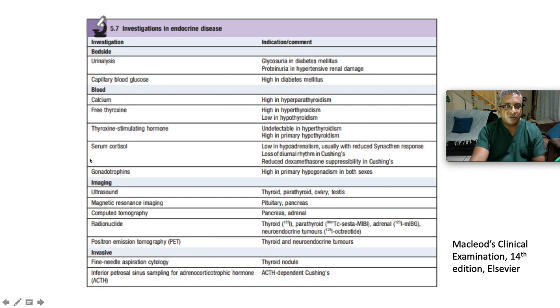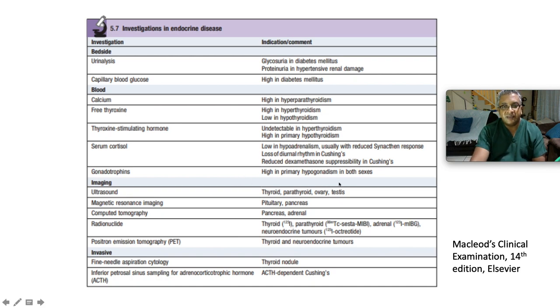In terms of your hematological investigations, the calcium, as you know, is high in hyperparathyroidism. You do your free T4, which is high in hyperthyroidism and low in hypothyroidism. TSH is often undetectable in hyperthyroidism, and it is high in primary hypothyroidism, which makes sense because the TSH wants to stimulate the thyroid gland to produce thyroid hormone in hypothyroidism, right? Serum cortisol is going to be low in hypoadrenalism, usually with a reduced synacthen response. There's loss of the diurnal rhythm in Cushing's and reduced dexamethasone suppressibility in Cushing's, right?